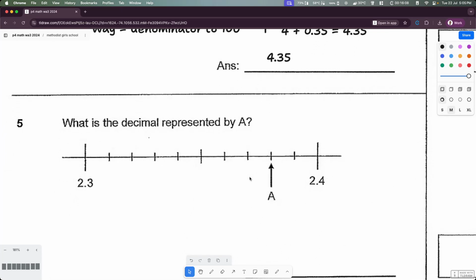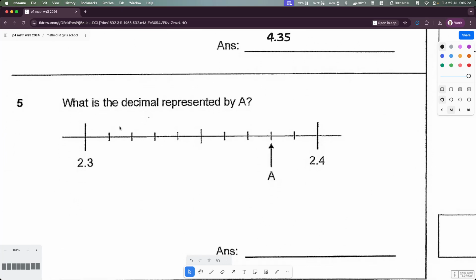All right, let's move on to question 5. Question 5 says, what is the decimal represented by A? What we need to do is count the number of spaces: 1, 2, 3, 4, 5, 6, 7, 8, 9, and 10. Pretty straightforward. There are 10 points, and this is number 5, so this is the halfway point.